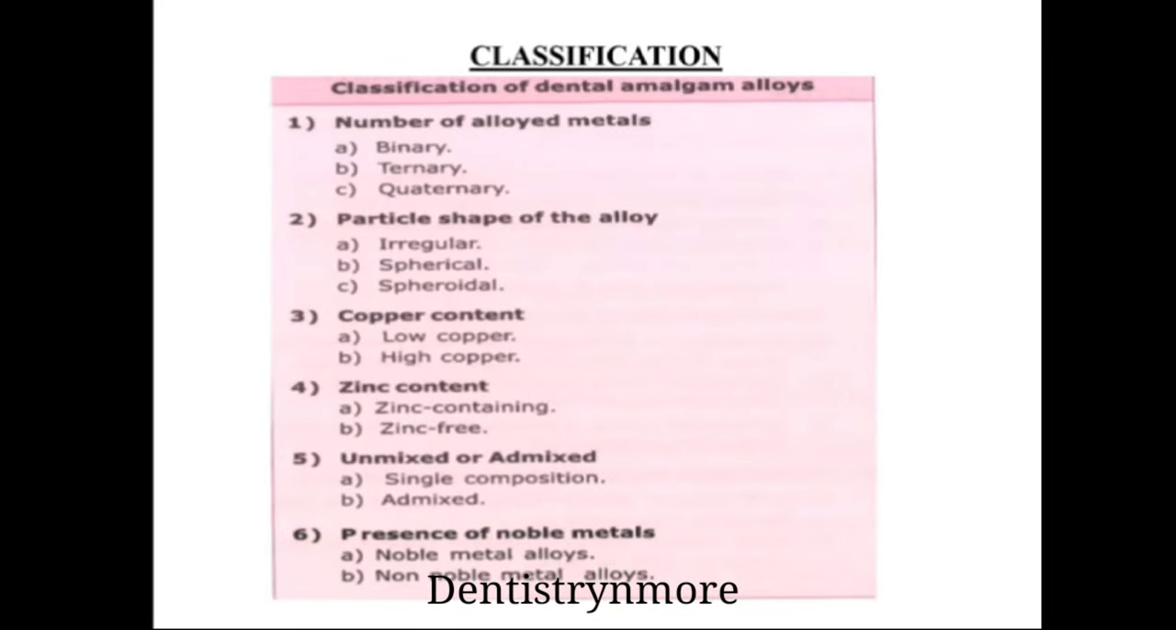So first one is dental amalgam. It is an alloy of mercury with silver, tin and varying amounts of copper, zinc and other minor ingredients. The classification of dental amalgam is based on the number of alloyed metals: binary, ternary and quaternary; based on the particle shape of the alloy: irregular, spherical and spheroidal; based on the copper content: low copper and high copper; based on the zinc content: zinc containing and zinc free; based on unmixed or admixed: single composition and admixed composition; and based on presence of noble metals: noble metal alloys and non-noble metal alloys.